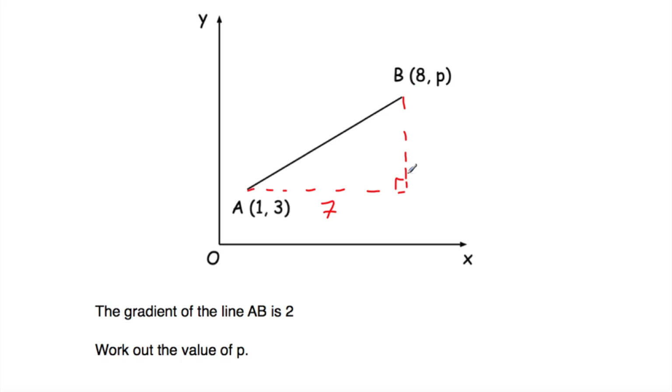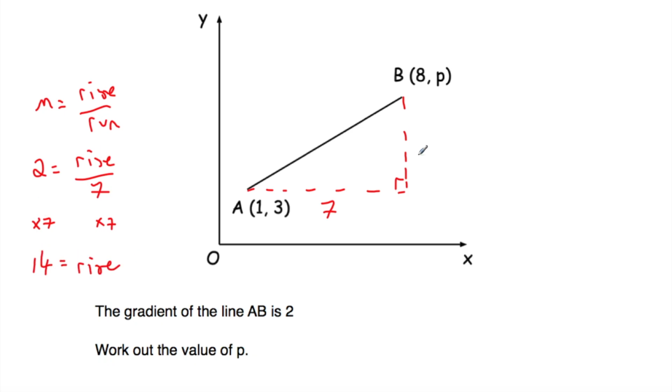In terms of the rise, well, because we know the gradient of the line is equal to 2, we know that m, the gradient, is equal to the rise divided by the run. So the gradient is 2, and that's equal to the rise divided by the run, but the run is equal to 7. So if we wanted to work out what the rise was, we just need to multiply both sides by 7. 7 times 2 is equal to 14, and then that just gives us the rise. So it means the rise has to be equal to 14. Now you may have just looked at that and said, well, if the gradient's 2, that has to be 14 because 14 divided by 7 is equal to 2, and you may have just worked that out by just looking at it.